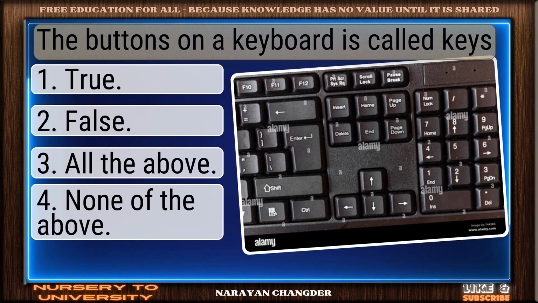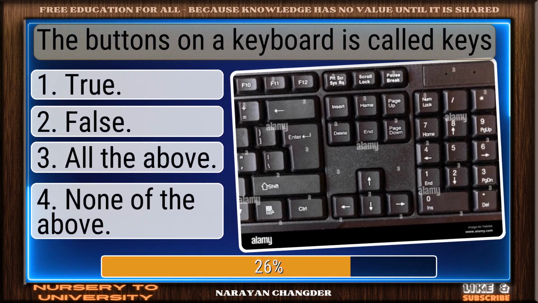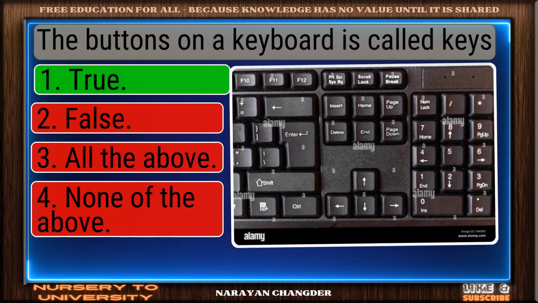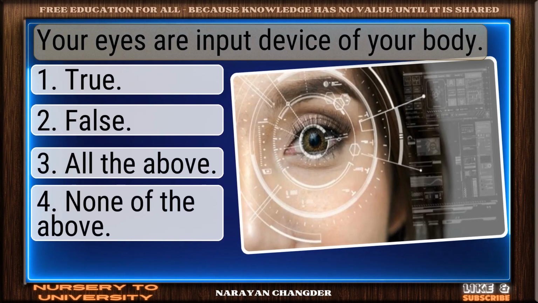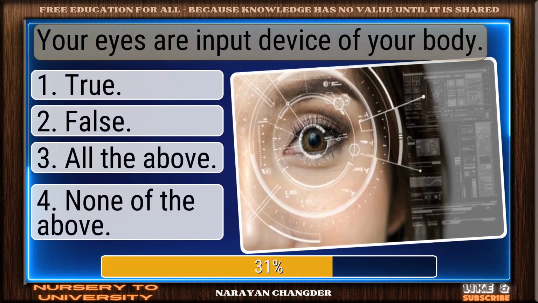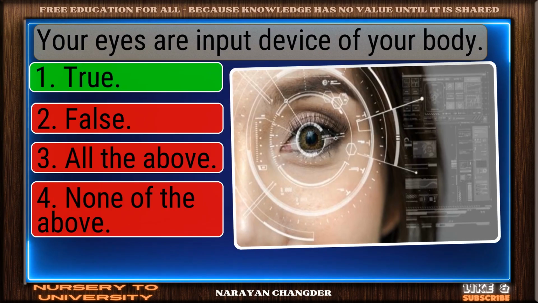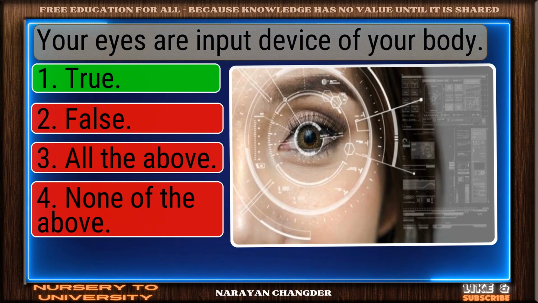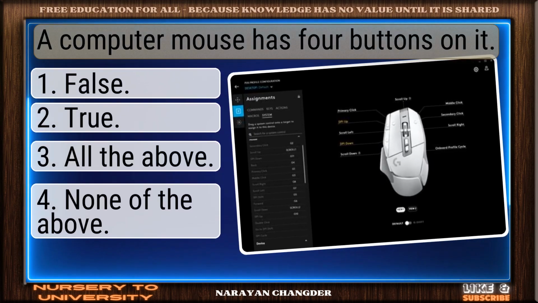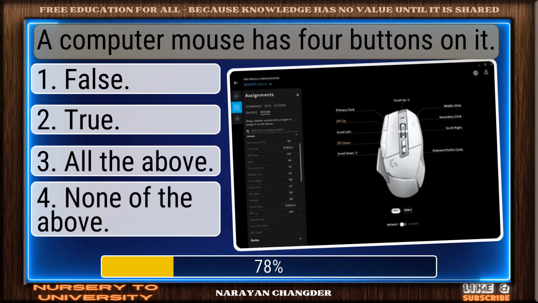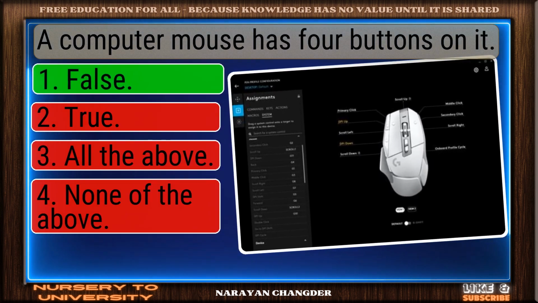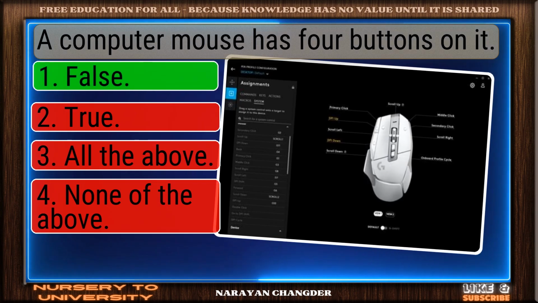The buttons on a keyboard is called keys. Bravo. True is the answer. Your eyes are input device of your body. Good job. True works well here. A computer mouse has 4 buttons on it. Correct response. False is the most accurate answer.